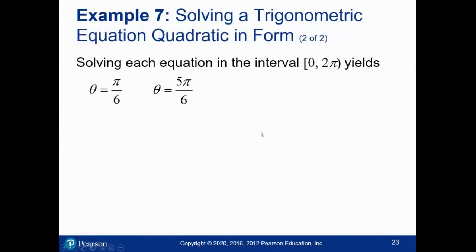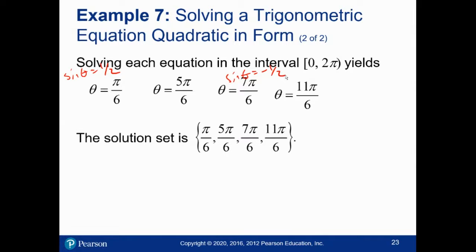So sine of theta equals 1/2 gives me pi over 6 and 5 pi over 6. This is where sine of theta is 1/2. Where sine of theta is minus 1/2 gives me 7 pi over 6 and 11 pi over 6. So there were 4 solutions.